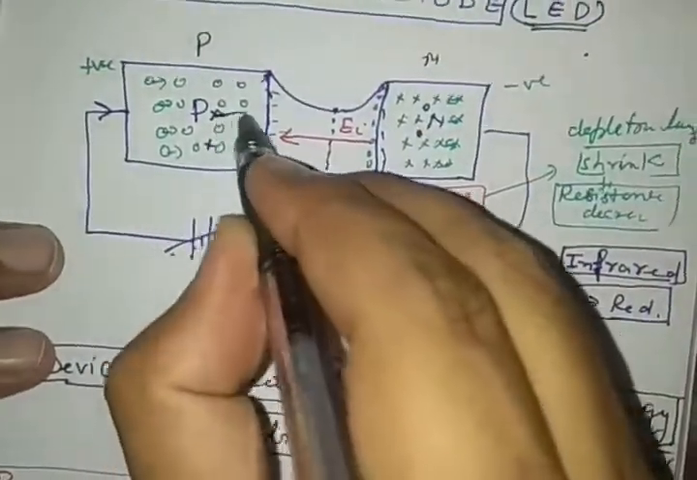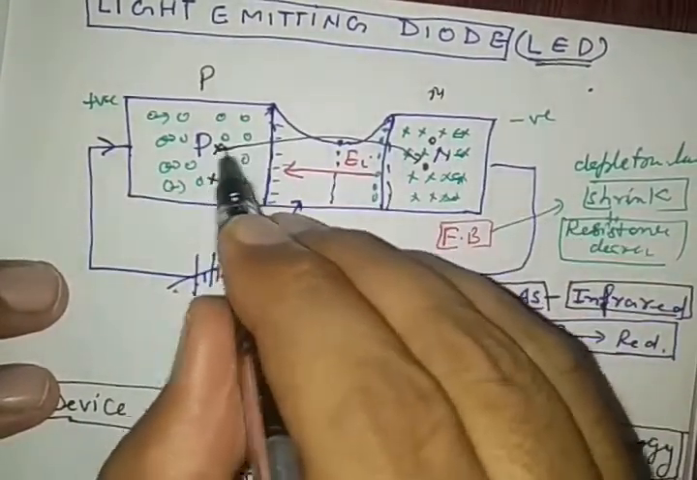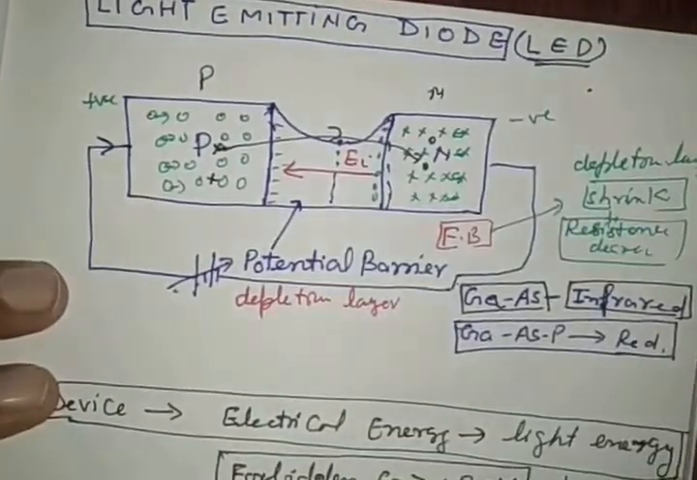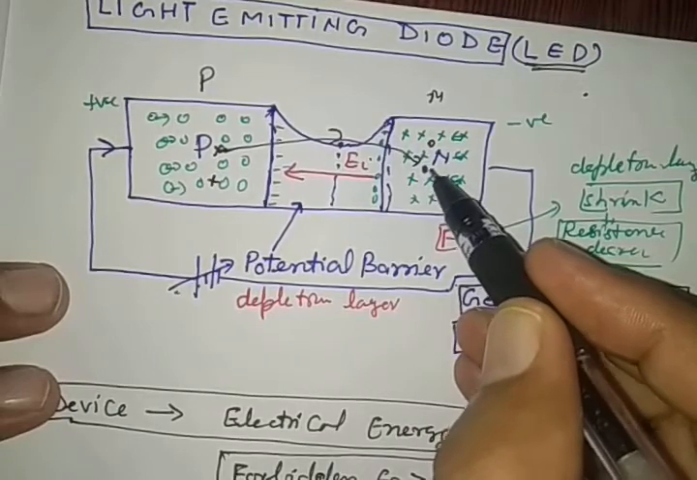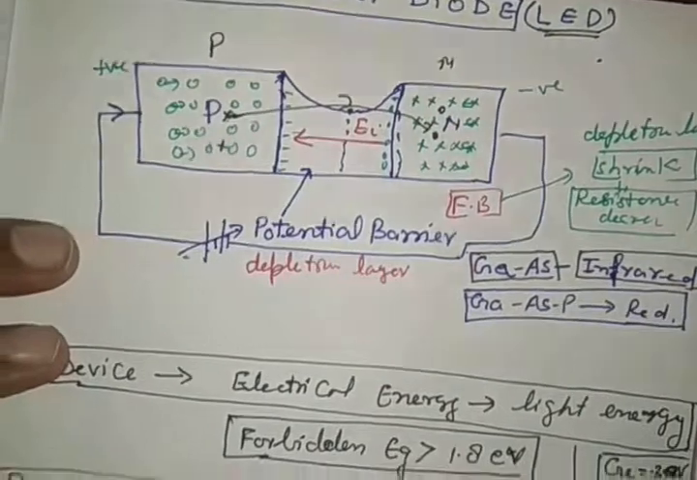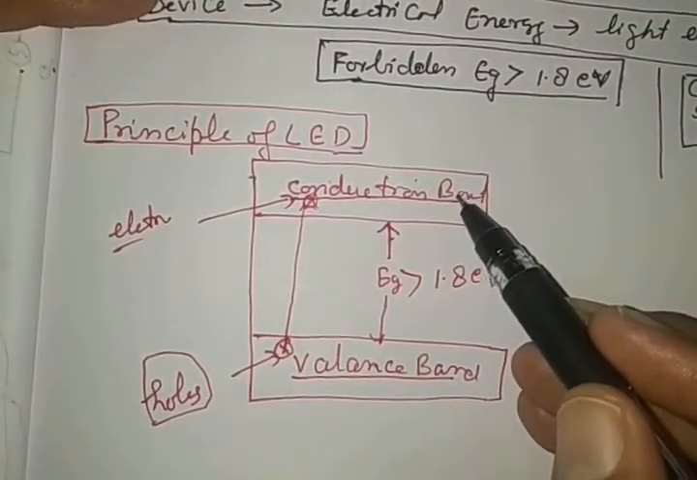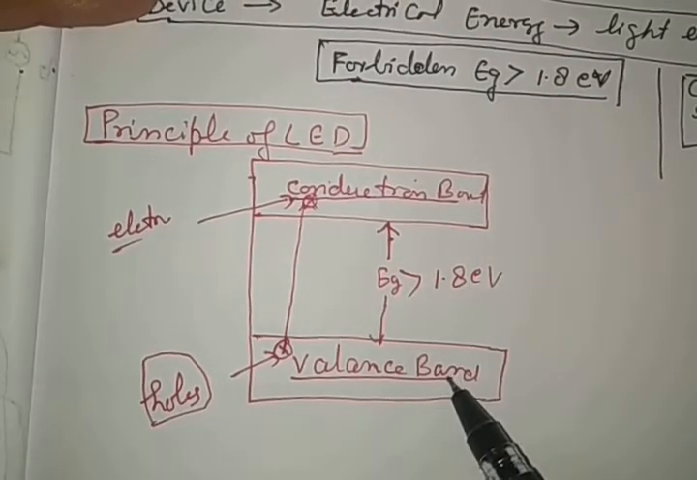In that condition, some of the minority charge carrier electrons jump from the P region to the N region and form a reverse current here. So electrons are jumping from here, giving the reverse current. When the minority charge carrier electrons jump from here, it is the situation where they jump from the conduction band to the valence band.